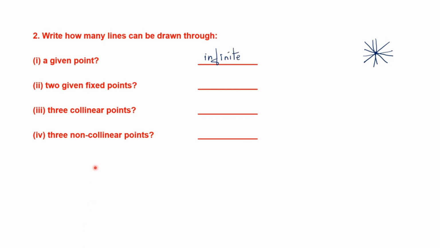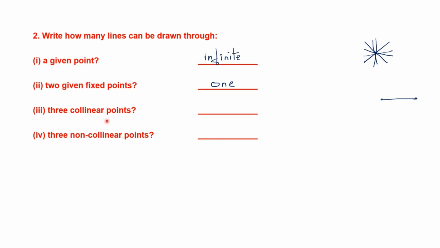Next question, how many lines can be drawn through two given fixed points? Suppose you have 2 points, 1 point here and 1 point here. How many lines can you draw through these? You can draw only one line, isn't it? So the answer here is 1.